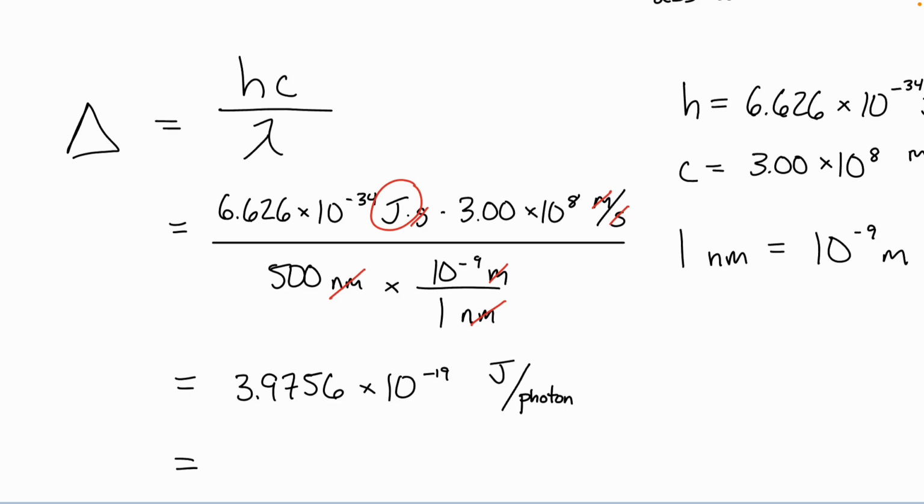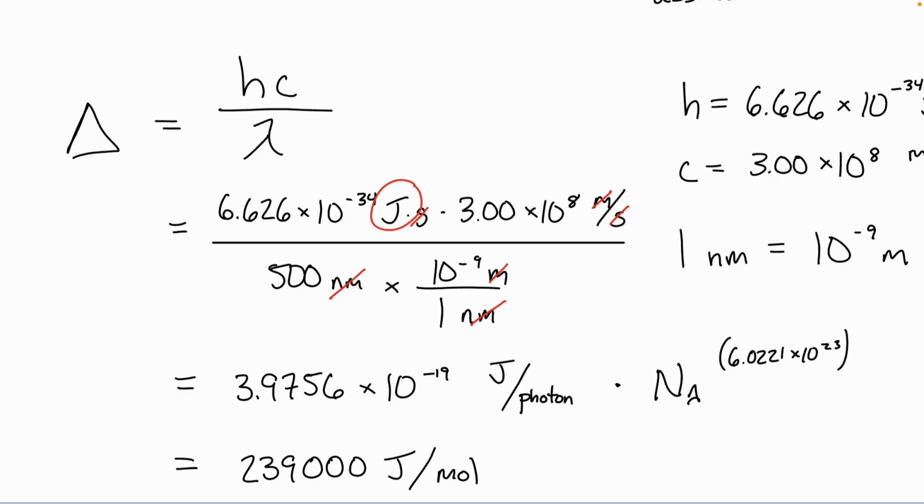All right, so we can also express this in joules per mole, which is usually a more helpful quantity. So then we would take this and multiply that by Avogadro's number, 6.0221 times 10 to the 23. All right, or 239,000 joules per mole.